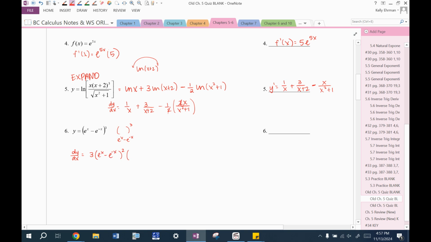And then chain rule says we multiply by the derivative of e to the x minus e to the negative x. We had something like this in our notes. We've had it in homeworks. So again, this should look familiar. If you're not doing the homeworks, you need to start doing the homeworks. Practice is what it takes to do calculus.